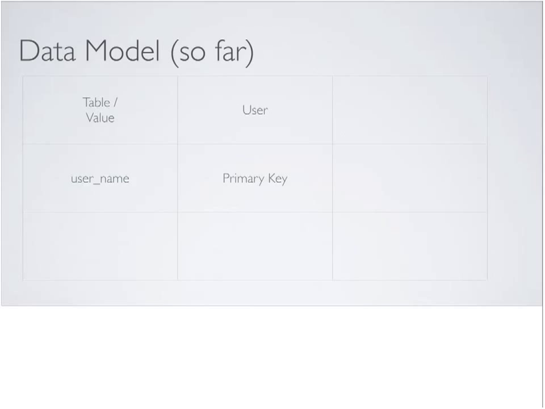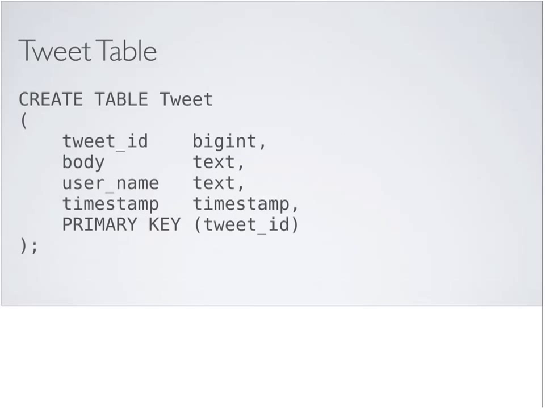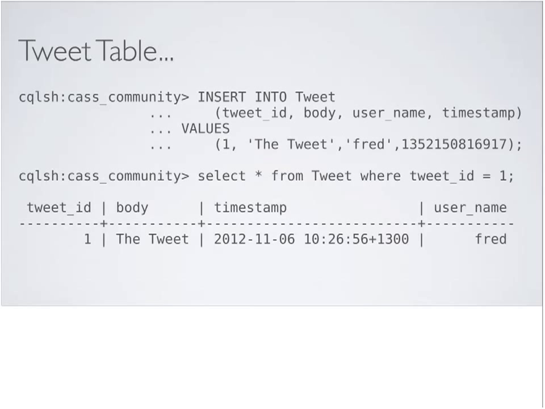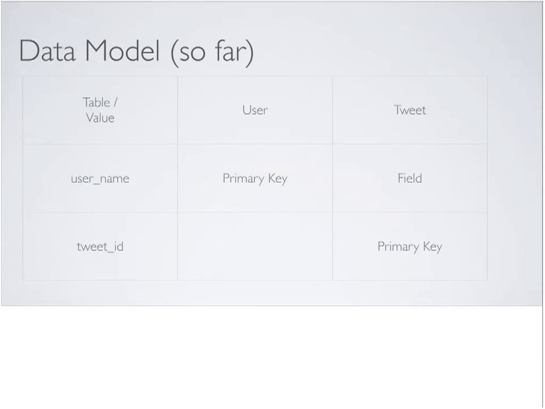So our data model so far is pretty simple. We have a user table, which has a username as its primary key. We want tweets, and so we have a tweet ID with a big integer value, the body of the tweet, the username, and the timestamp. Not a terribly complicated table. We can insert one tweet into there and do a select and get that back. Here again, I've used selecting by tweet ID because that's our primary key. Our data model now is a little bit more expanded. We've got 2 tables.